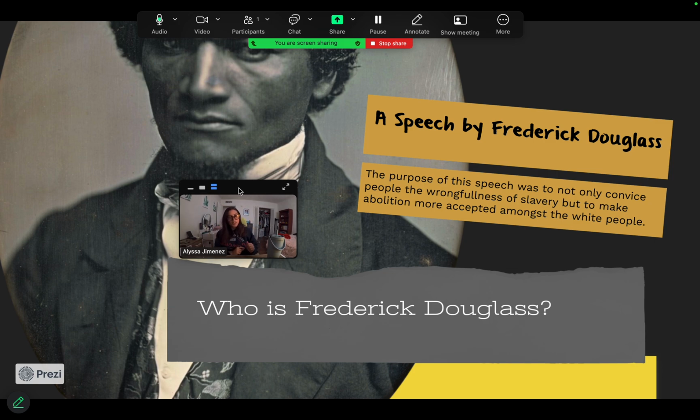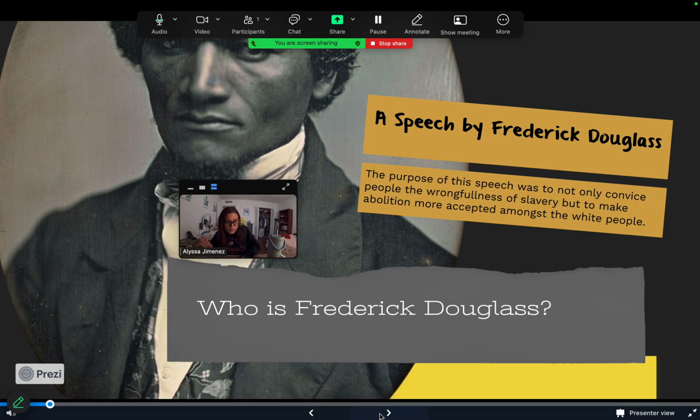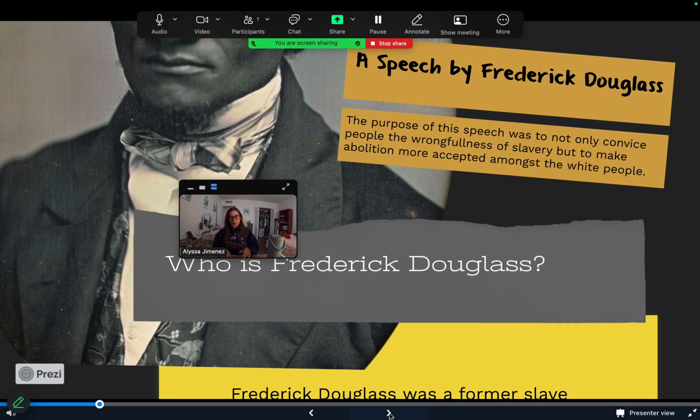The purpose of the speech was to not only convince the people of the wrongfulness of slavery, but to make abolition more accepted amongst the white people. Mind you, this speech was given to a predominantly white audience, and we are addressing slavery and the racism and the racial systematic system that we have in place at the time when this is all going on. I just want to give you guys some preface. But who is Frederick Douglass?